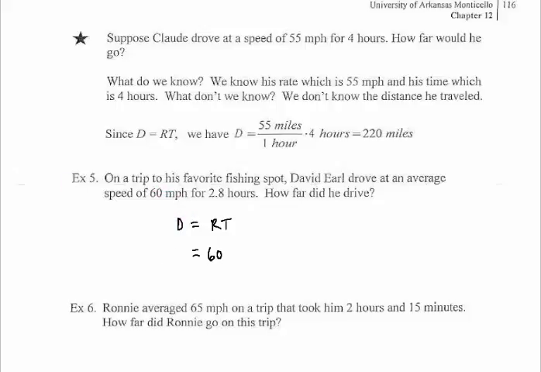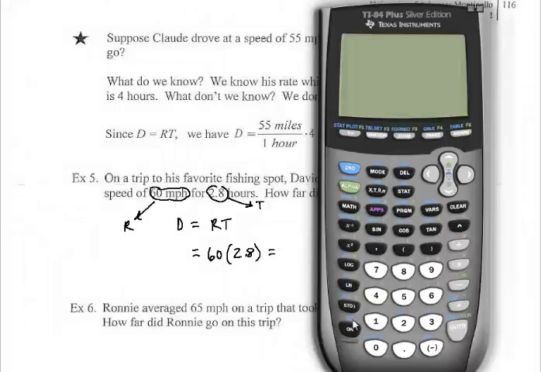But 60 is our rate. And then 2.8, we have hours here. That's a time. So in the place of T in our formula, we put a 2.8. And nothing really complicated here. We just multiply these two together. And I'll pull out my calculator and type 60 times 2.8 to get 168 miles.